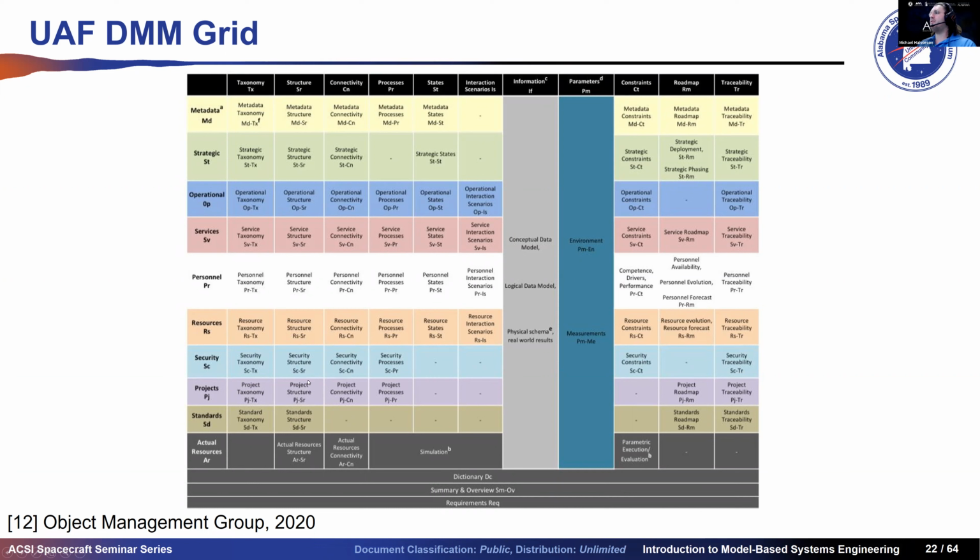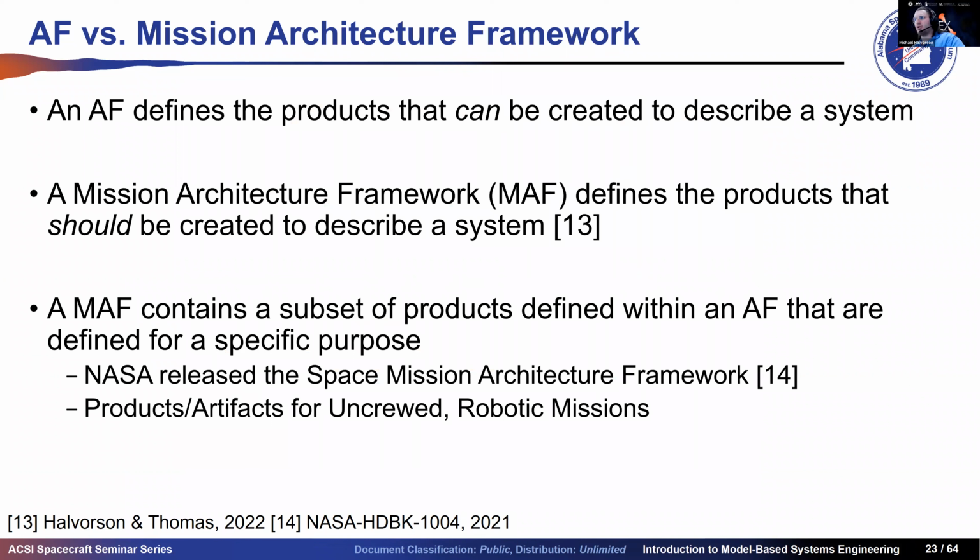So all of the products that could be made, that's the architecture framework. A mission architecture framework defines the products that should be made. It is the subset of the architecture framework that is relevant for your system. And when you whittle it down from the architecture framework to the mission architecture framework, the products in there go into your work breakdown structure. The products in your mission architecture framework and the products in your work breakdown structure are the same. They're just represented differently. And they are all architecture descriptions, ways to express your architecture.